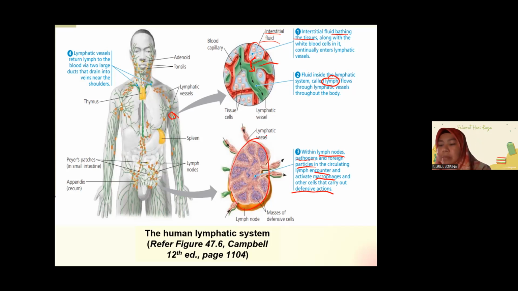After the lymph fluid is filtered in the lymph nodes, it continues to travel along the lymphatic vessel and returns to the blood circulatory system via two large ducts that drain into the veins near the shoulder. That is how lymph fluid is returned to our blood circulatory system.